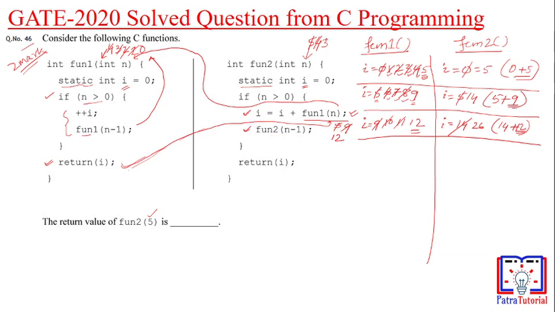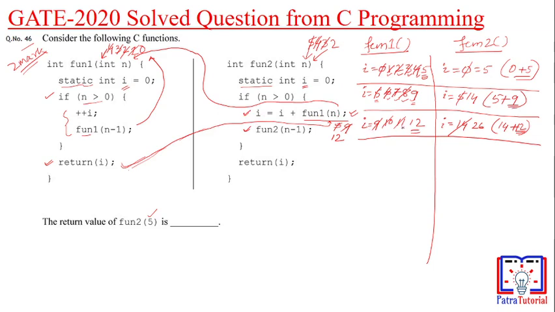So previously n was 3, now it will pass 2 here as a parameter, and it will call the function. Now it will get inside function 2. Now 2 is greater than 0, again the condition is satisfied, so it will execute these two statements. Again I have to call function 1 by passing 2 as a parameter.